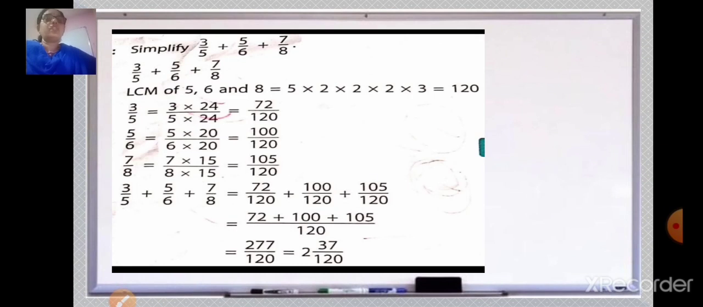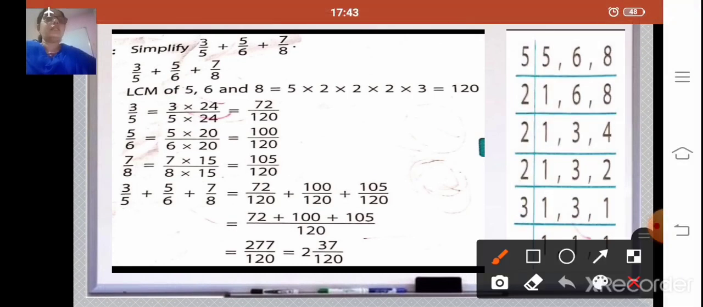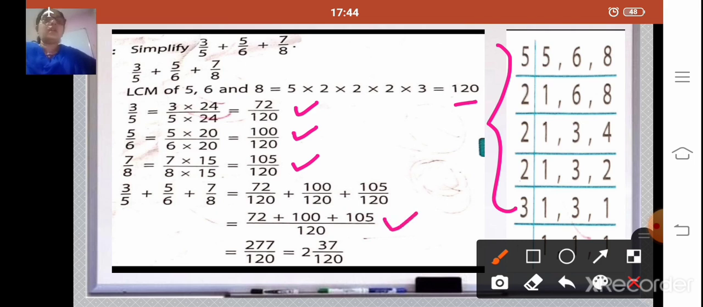Okay, now here is the solution. I have shown you how to find the LCM, and by multiplying the prime factors, how we get the LCM as 120. Then we changed all the fractions to like fractions. So 3 upon 5 is equal to 72 upon 120. 5 upon 6 is equal to 100 upon 120. And 7 upon 8 is equal to 105 upon 120. Then we added all the numerators together. We got the answer as 277 upon 120. When we further divide this improper fraction to write it as a mixed fraction, we get the answer as 2 whole 37 upon 120.